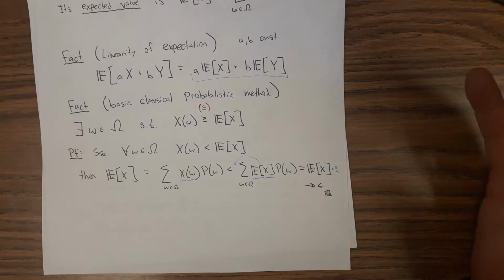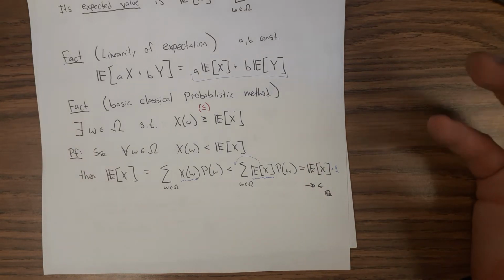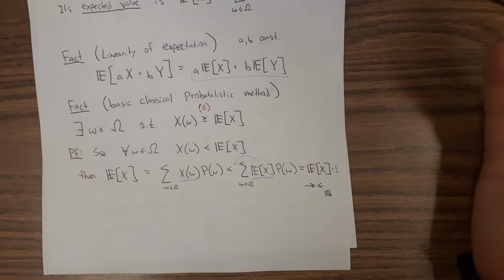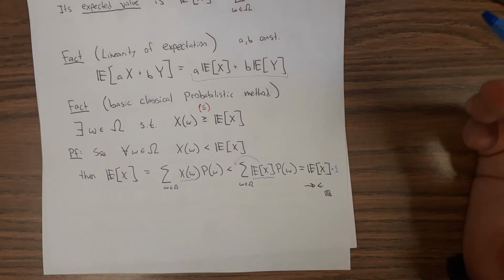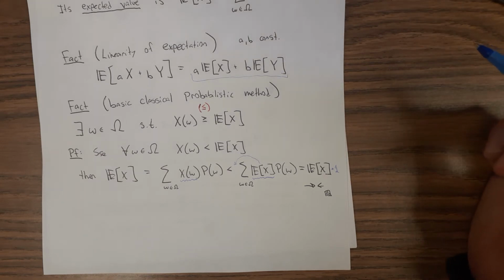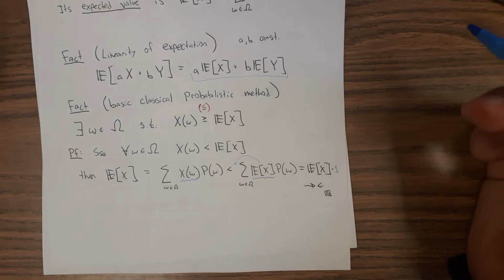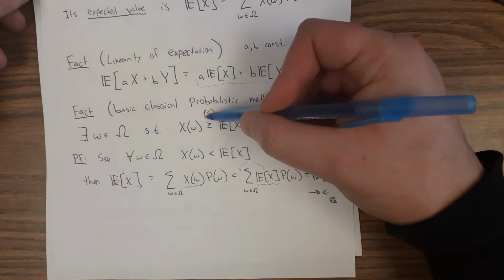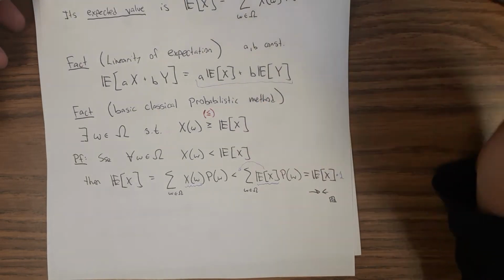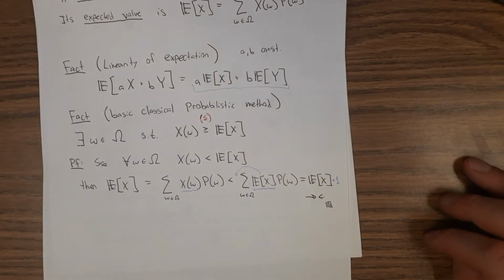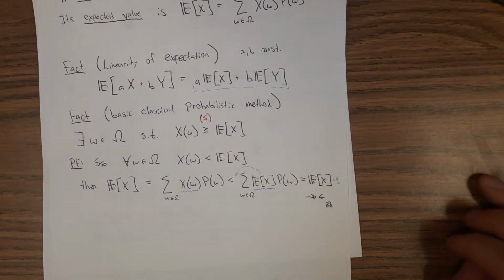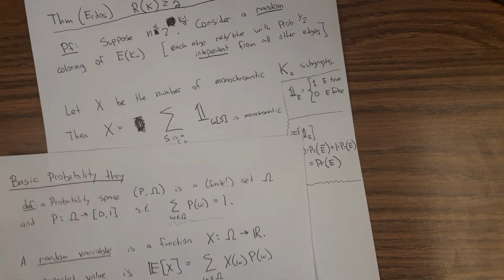This argument is literally just a formalization of the idea that something has to be bringing the average up in order for the average to be so high. You can prove this one by just reversing all the inequalities. Okay, so that is basic probability theory.